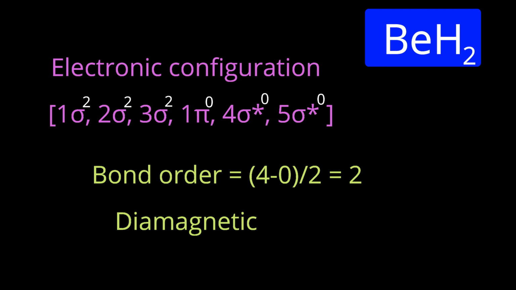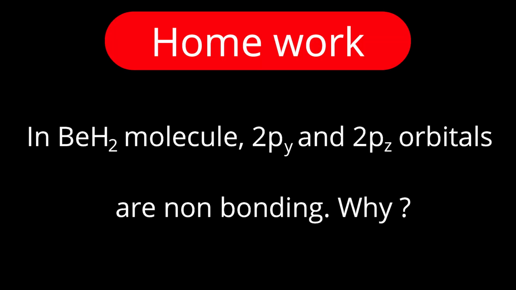What about magnetism? Since there is no unpaired electron, it is diamagnetic in nature, and that agrees with experimental observation. As homework, there is only one question: why are the 2py and 2pz orbitals non-bonding in the MO diagram of the BeH2 molecule? Write your answer in the comment box. Yes, let us discuss another polyatomic molecule, water, H2O, in the next lecture. An interesting molecule.